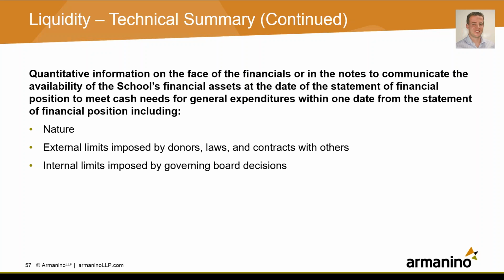There are internal limits by the board. So you have a board designated endowment. It's limited right now. It can be reversed and moved out of board designated, but you would want to indicate in your footnote that we have $2 million of board designated endowment that currently cannot be used for our operations, but those designations could be lifted by the board and then they could be used. So we're going to be looking at an example of how to incorporate all these different items coming up.